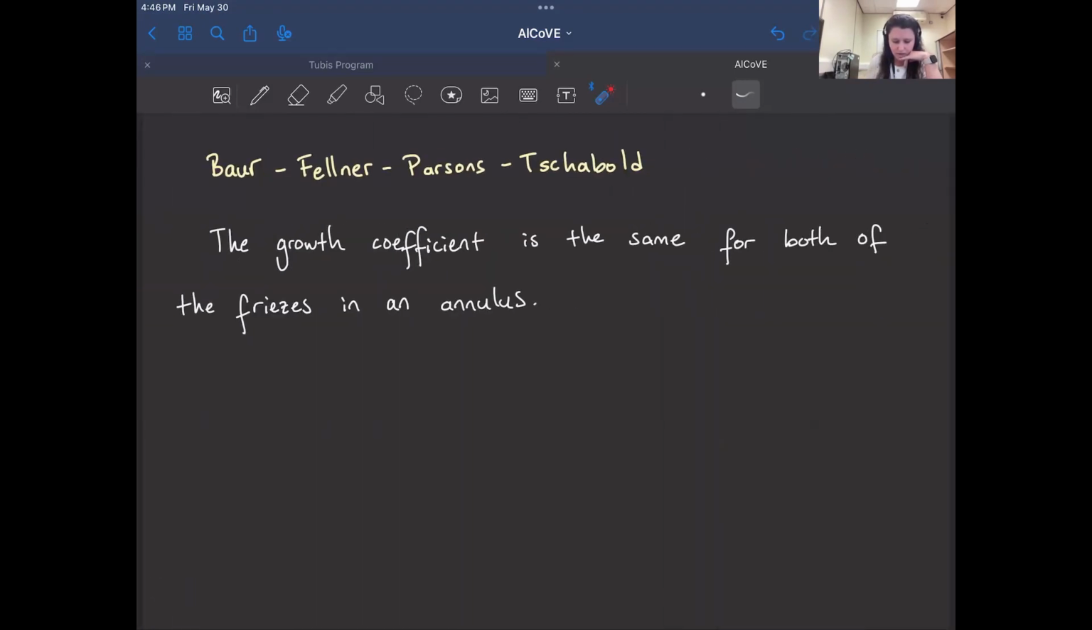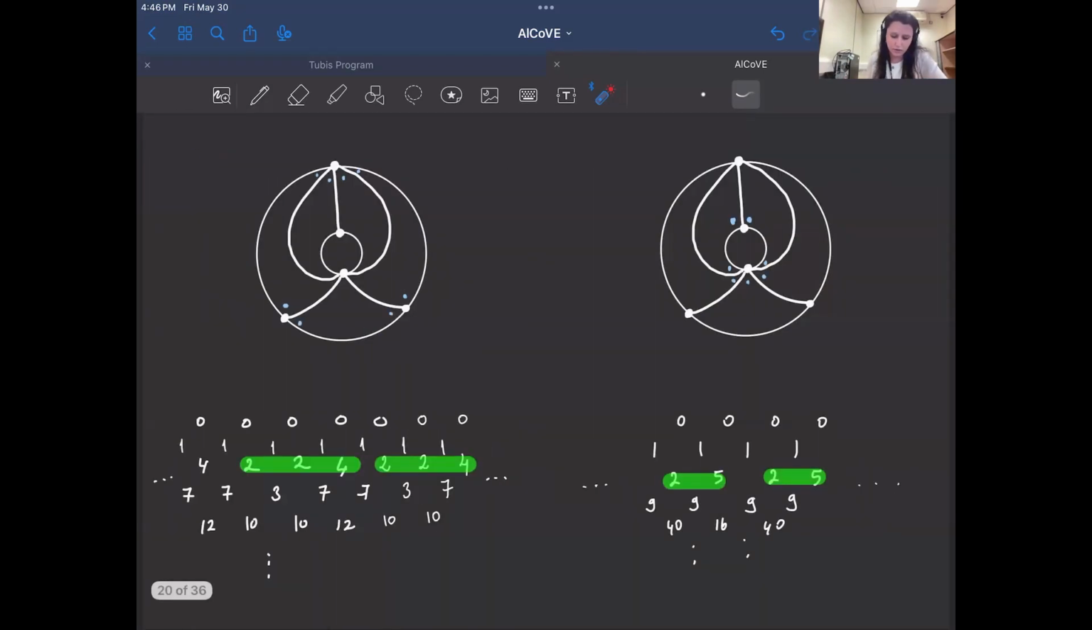Okay, maybe I'll mention this. And then what they actually prove is, if you look at the growth of two infinite periodic Friezes coming from a triangulation of an annulus, they have the same growth. If you take two random infinite Friezes, their growth probably will not be the same. But if they're coming from the triangulation of an annulus, they will have the same growth. So for instance, let's look at this example. We had these two Friezes coming from the triangulation of this annulus.